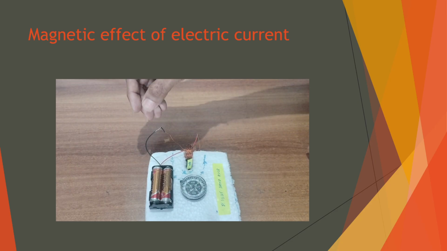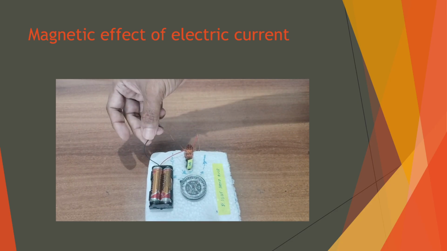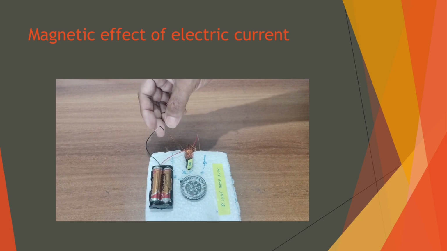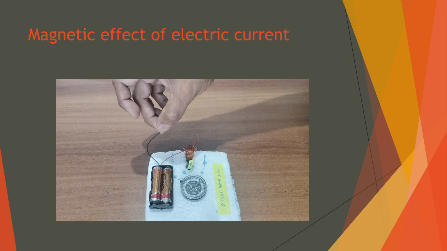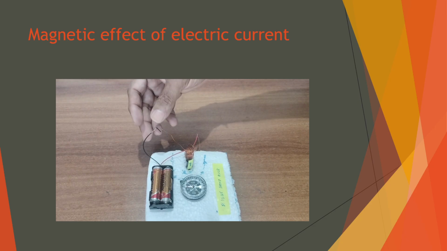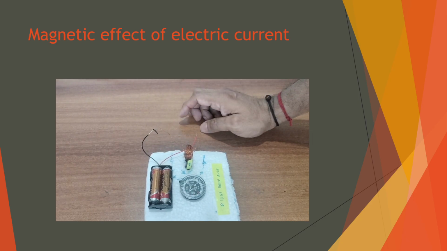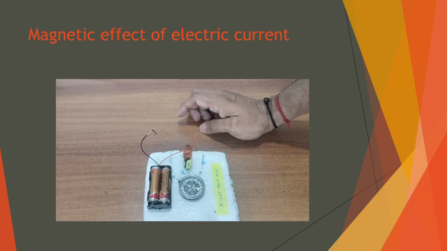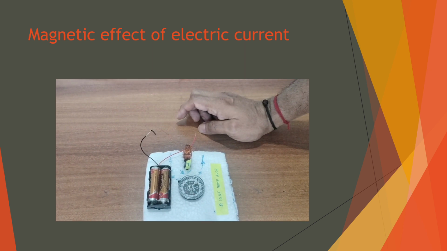The moment I connect the coil with the battery, the compass needle deflects. Rather, it starts rotating in fact. Now this shows that the electric current immediately produces a magnetic field around it.